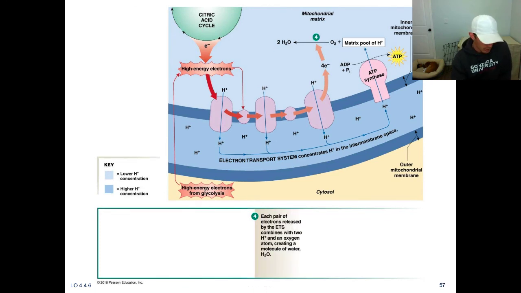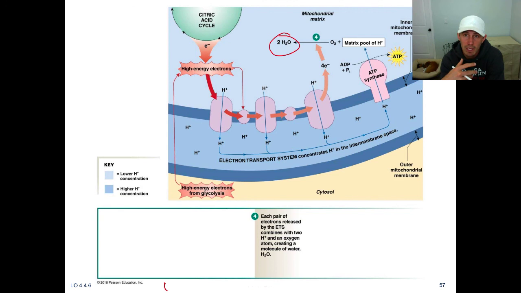What happens is when those electrons flow, just electrons hanging out by themselves are damaging. They're free radicals. And what happens is those electrons combine with two hydrogens that are also available here, and they combine with oxygen to form water, which is an inert substance. Water is less damaging than free radicals or free electrons, or individual hydrogens, okay?